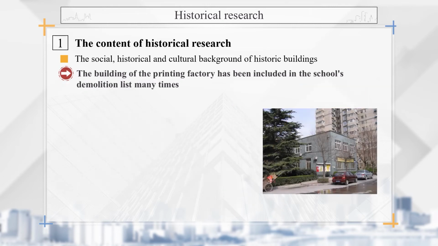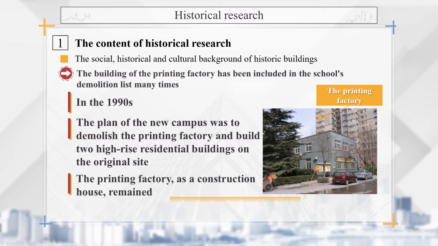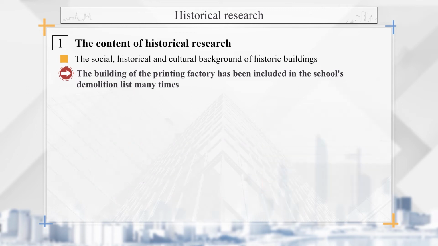The building of the printing factory has been included in the school's demolition list many times. In the 1990s, the plan of the new campus was to demolish the printing factory and build 2 high-rise residential buildings on the original site. But due to the shortage of funds at that time, only one was built on the east side, and the printing factory as the construction house remained.